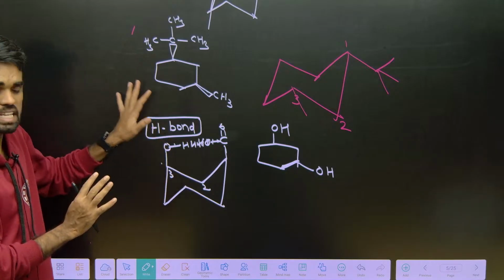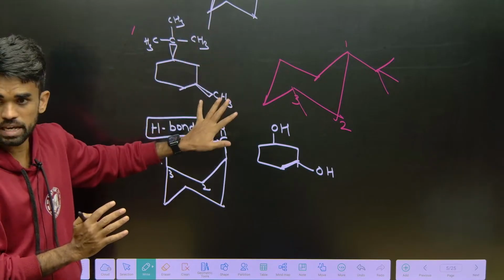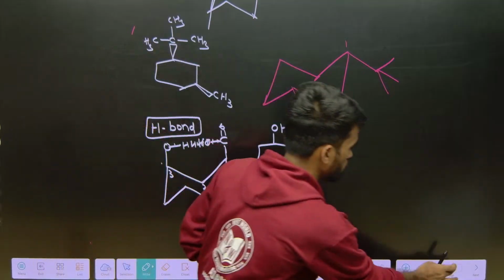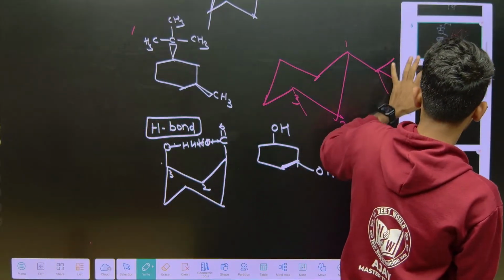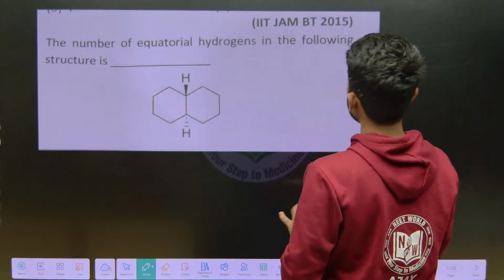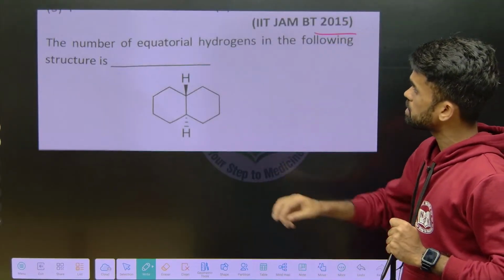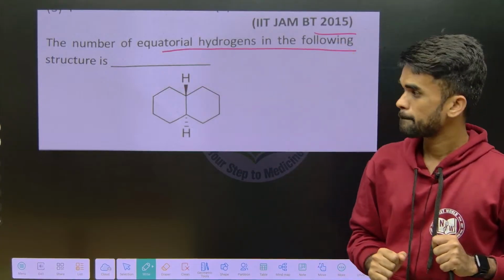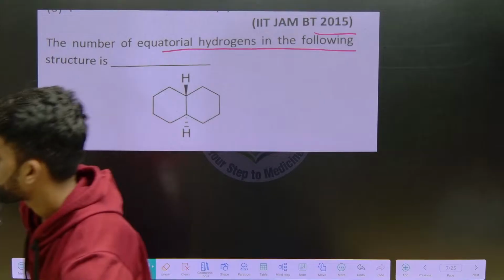This is the extra information I wanted to give on cyclohexanes. So bulky groups means which position? That's it. Now tell me, this molecule is there. In 2015 they asked the number of equatorial hydrogens in the given structure. Tell me.